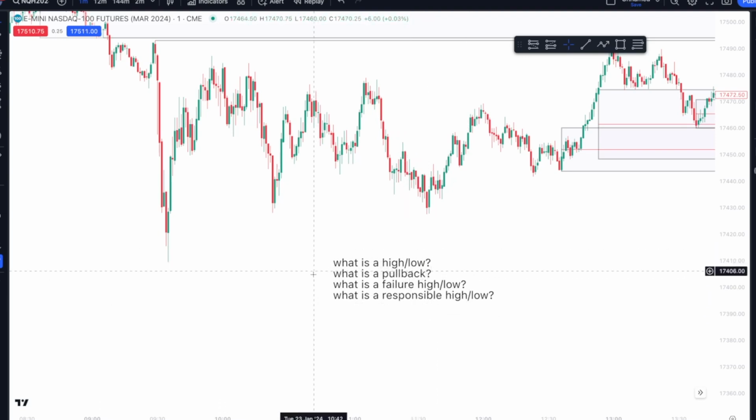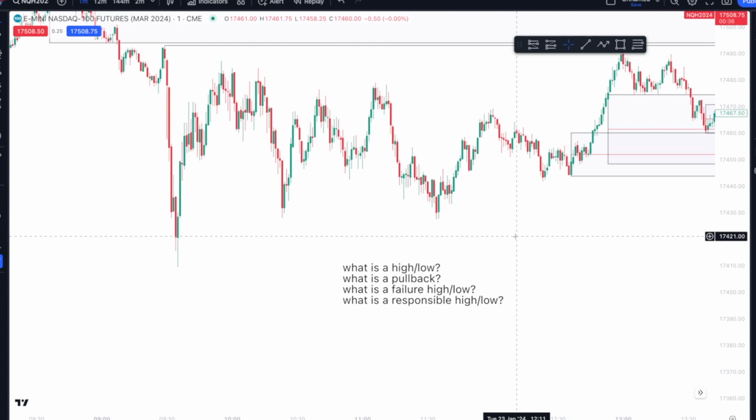So here are the 4 questions we will be getting answered. What is a high/low? What is a pullback? What is a failure high/low? And what is a responsible high/low? All of these are going to be very important to have your definitions down on.